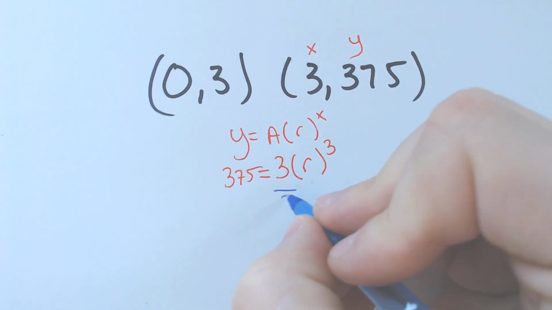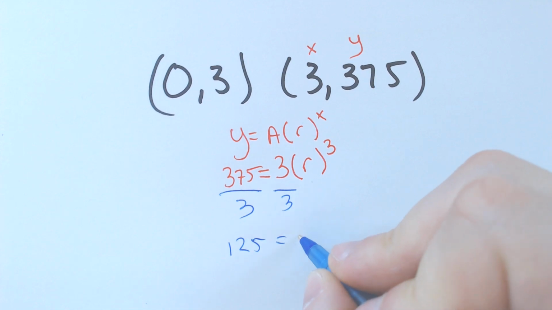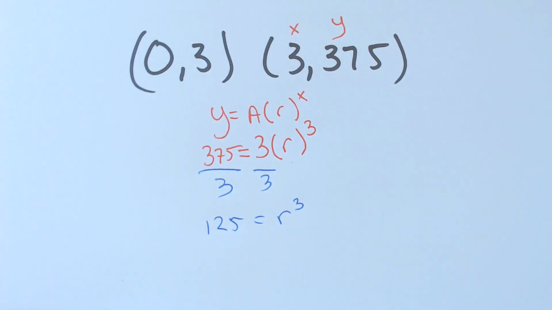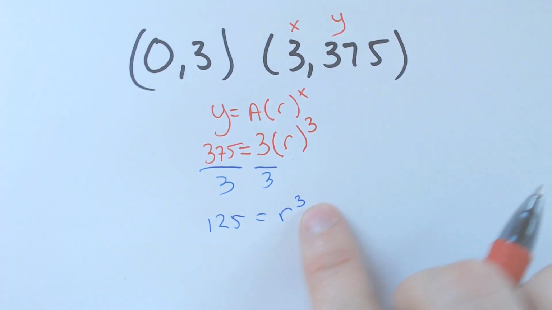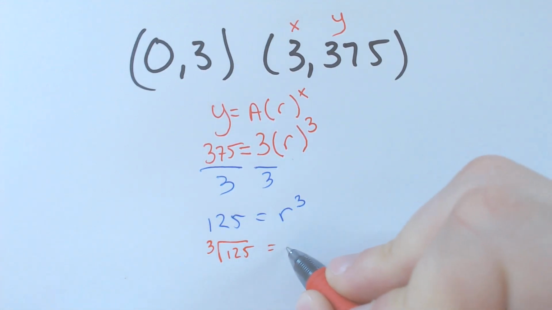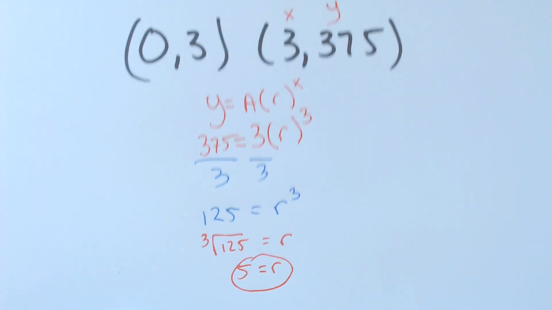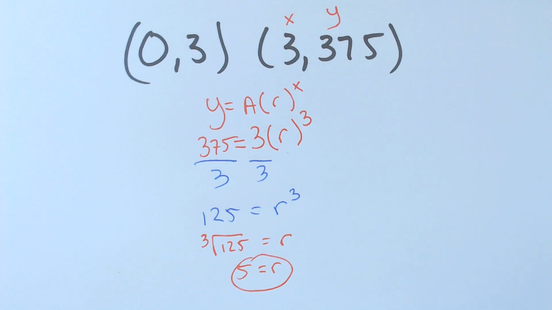You would divide by 3, divide by 3. 125 would equal r to the third power. And then in order to get rid of the r to the third power, you just cube root. You cube root, and you get r by itself. Well, the cube root of 125 is 5. So we got r. R is the most important value because without r, you could not write the exponential function.